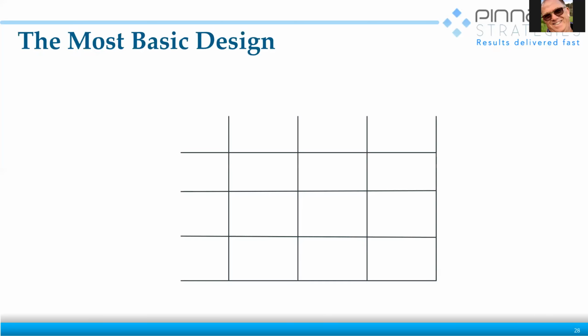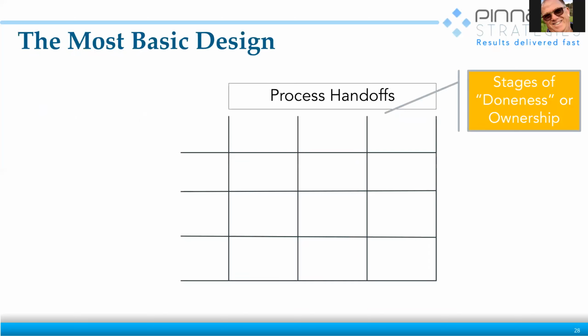So what's the board? Let's talk about the basic elements of the board. Okay, so here's a board. It has rows, it has columns. In the columns, we've got stages of doneness: not started, doing, done. At the most basic, if you look at some of the other information on visualizing workflows, this is the most basic. Here's the stuff I have in my queue. Here's the stuff I'm working on. Here's the stuff I'm done.